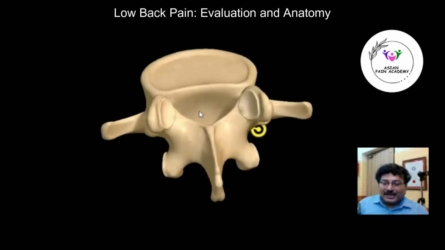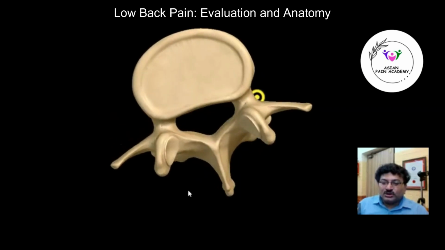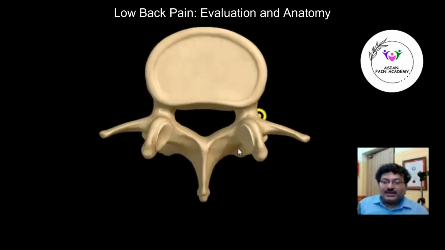Now we have a lumbar canal at the lumbar area. We all know there is no spinal cord, only the nerve roots and the thecal sac. Remember, at L1 the spinal cord ends, and the thecal sac with the nerve roots comes through this area.